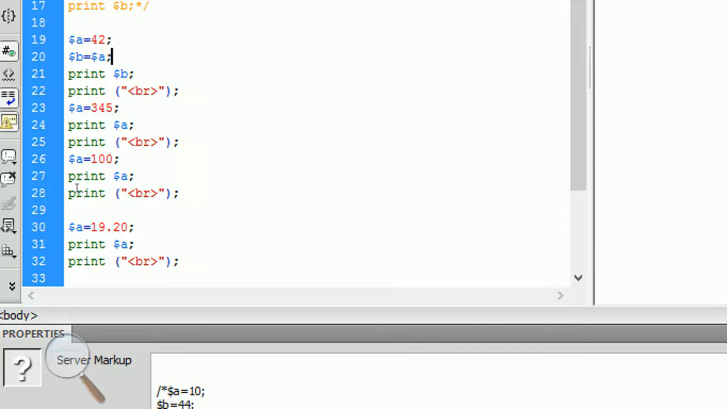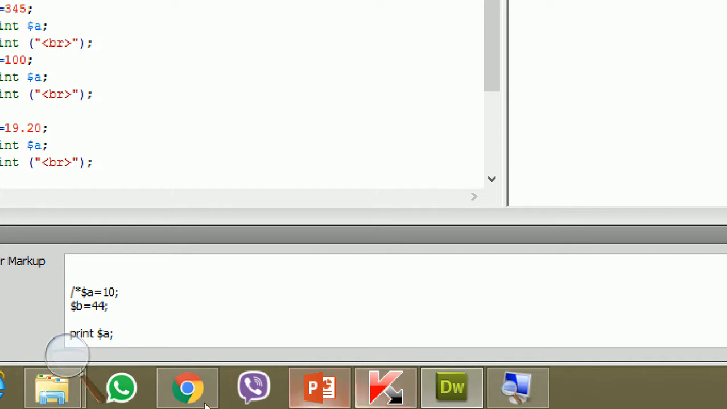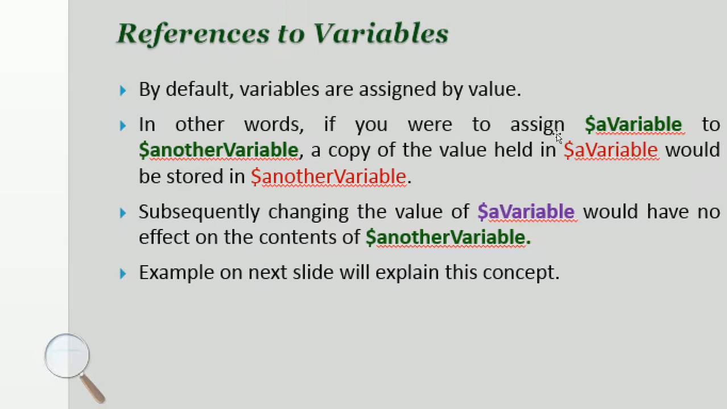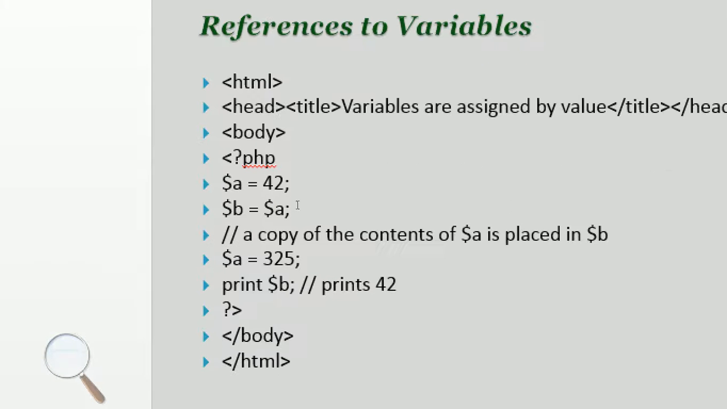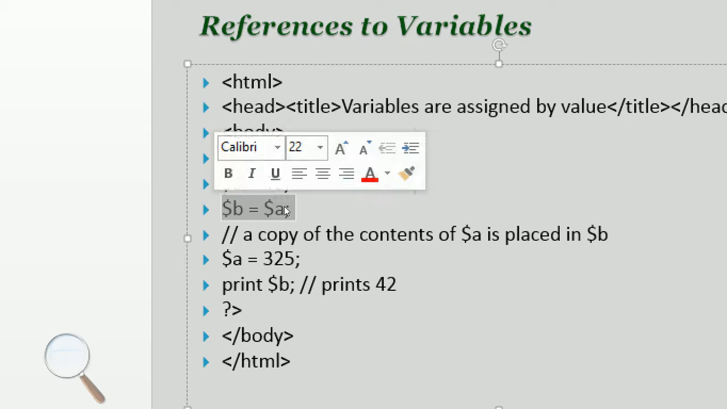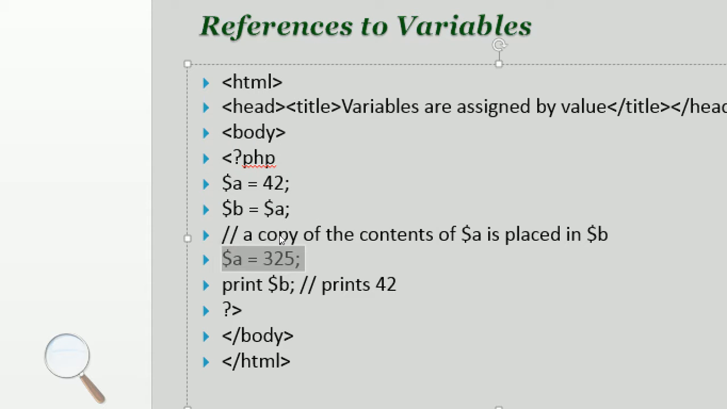Now one more thing. Did you get this example? Yeah. So this is all about reference to a variable, and this is one example which we saw. The value of A was 42, then it was assigned to B, and then I changed the value of A to 325 or 344. Then if you print the value of A here, what will it print?